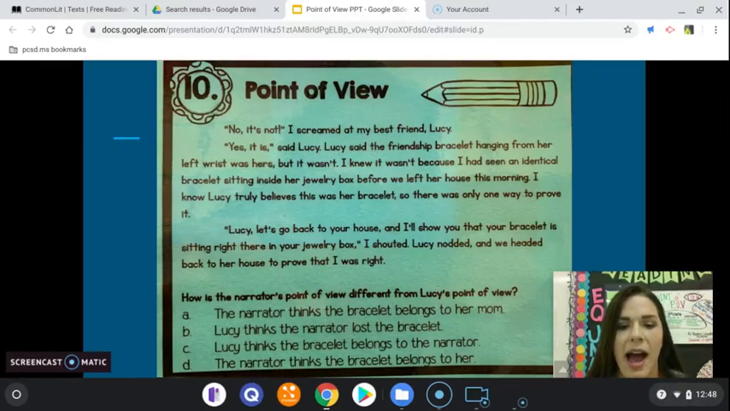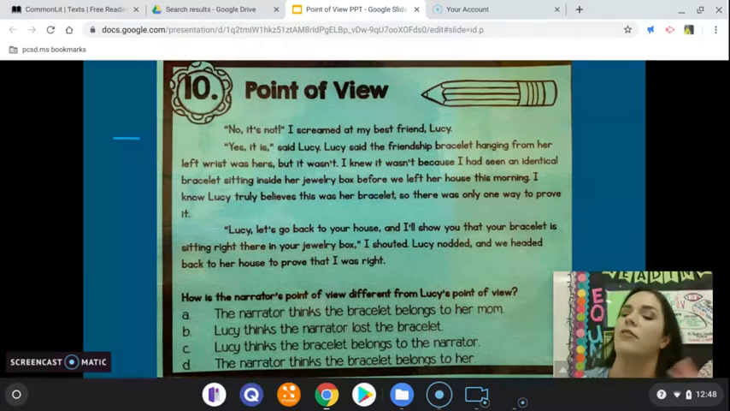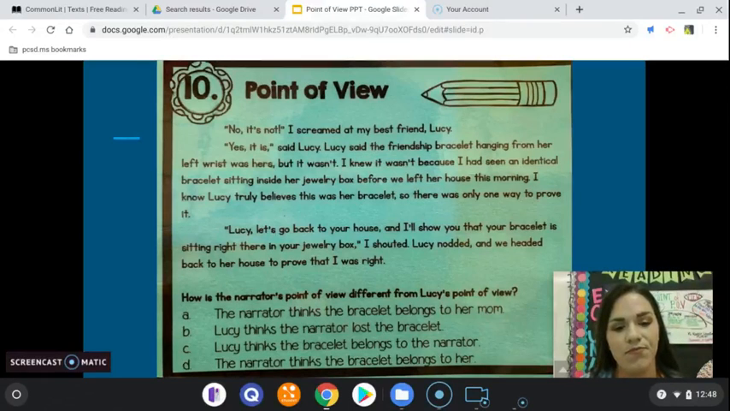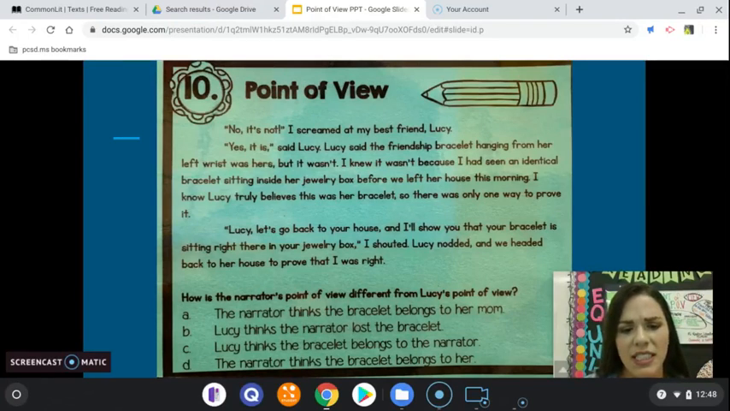Okay, so how is the narrator's point of view different from Lucy's point of view? A, the narrator thinks that the bracelet belongs to her mom. B, Lucy thinks the narrator lost the bracelet. C, Lucy thinks the bracelet belongs to the narrator. Or D, the narrator thinks the bracelet belongs to her. Okay, so you can easily determine that. That's easy, that it is D. The narrator thinks that the bracelet belongs to her. She thinks that Lucy has her bracelet and that Lucy's is at home. Okay.